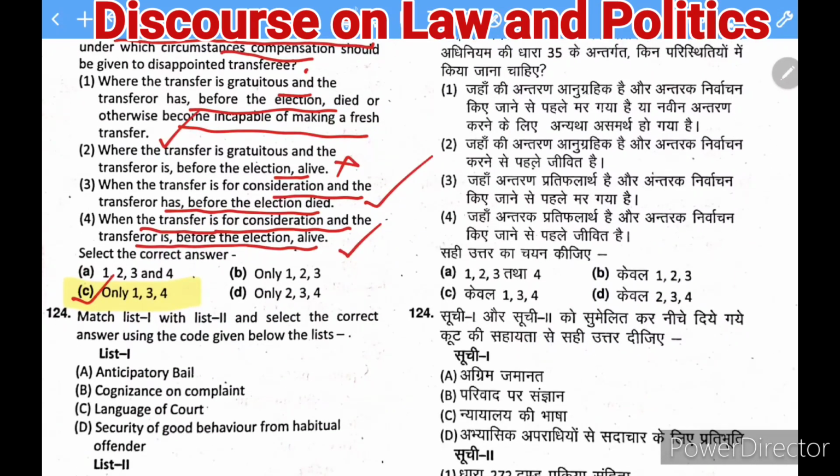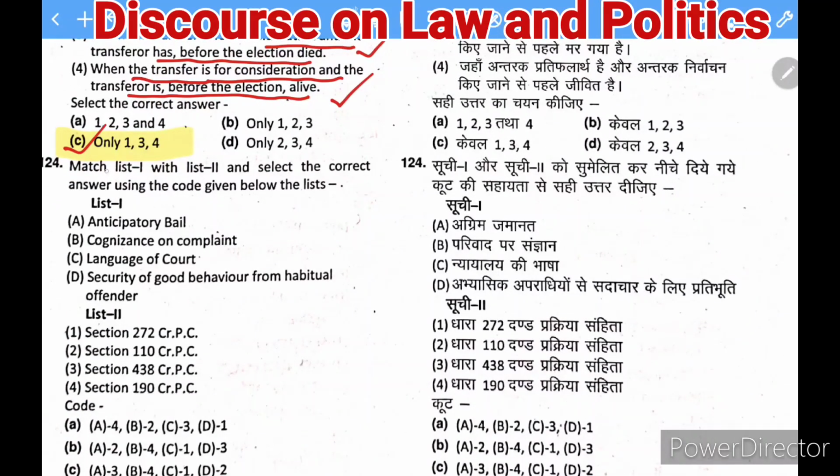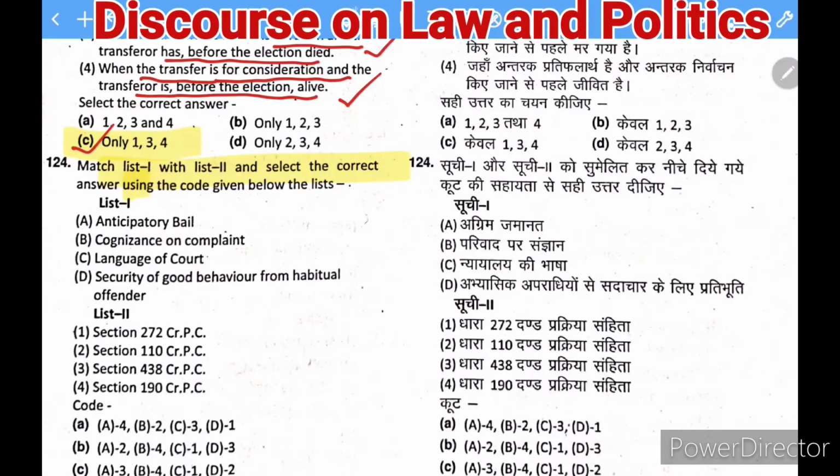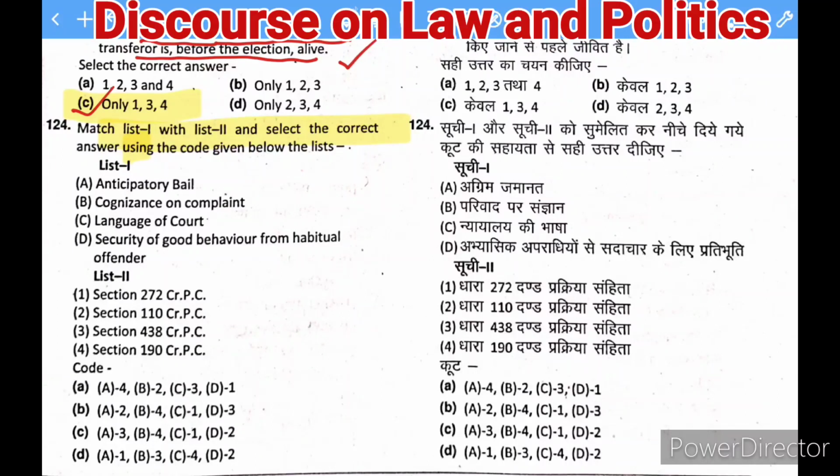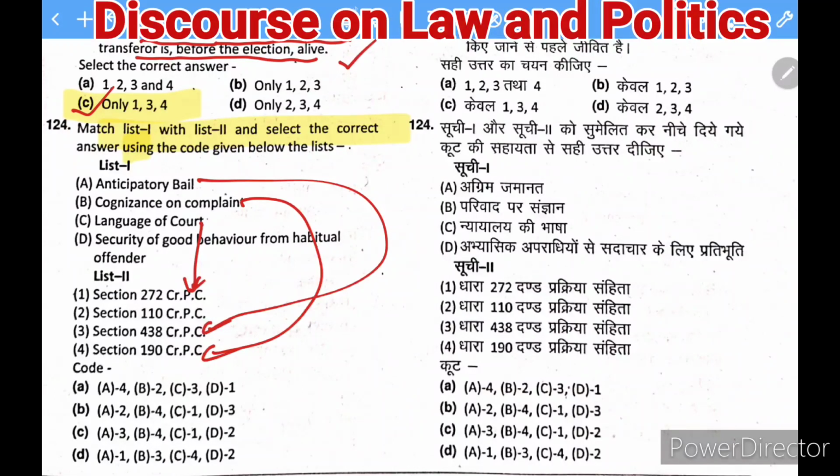So this is the question which was not asked earlier. Now coming to the next question, again it is from matching the list. Now you can see we have to match the list here. Let's start one by one. Anticipatory bail belongs to section 438. Cognizance on complaint belongs to section 190 of the CrPC. Language of the court, again this section was asked, is 272. Security for good behavior from a habitual offender is 110. So the code which is made here is 3, 4, 1 and 2, and the right answer you can find here in C. So this is the correct answer.